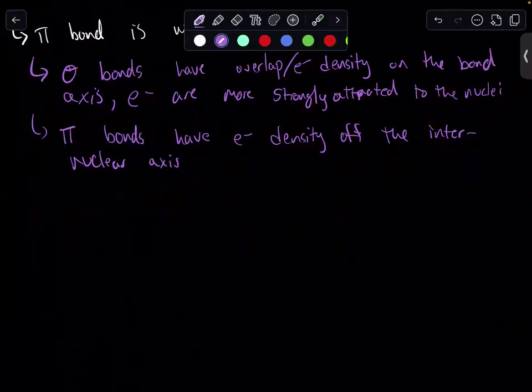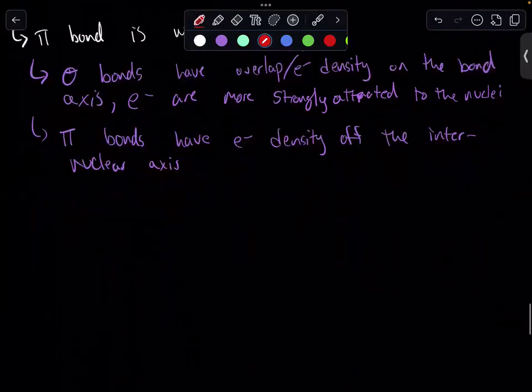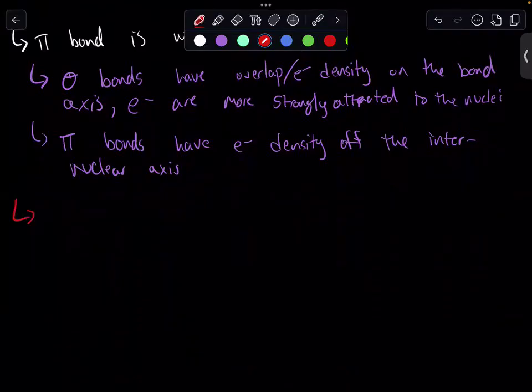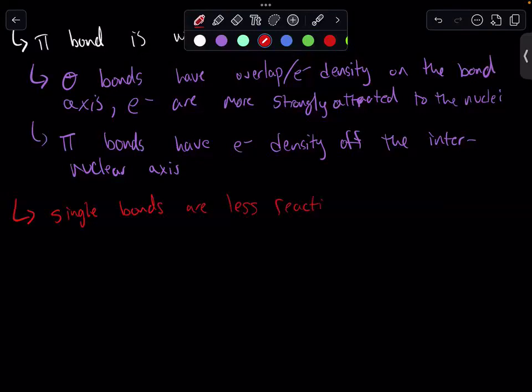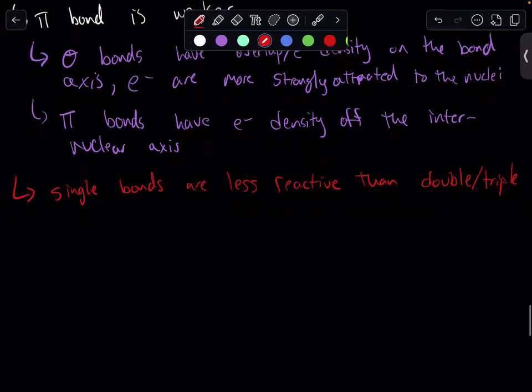So one of the really wonderful things that this tells us, and one of the larger pieces of evidence we have to pi bonds being weaker, is that we know that actually single bonds are less reactive than double/triple bonds. And that's more because those pi bonds are weaker and easier to break.